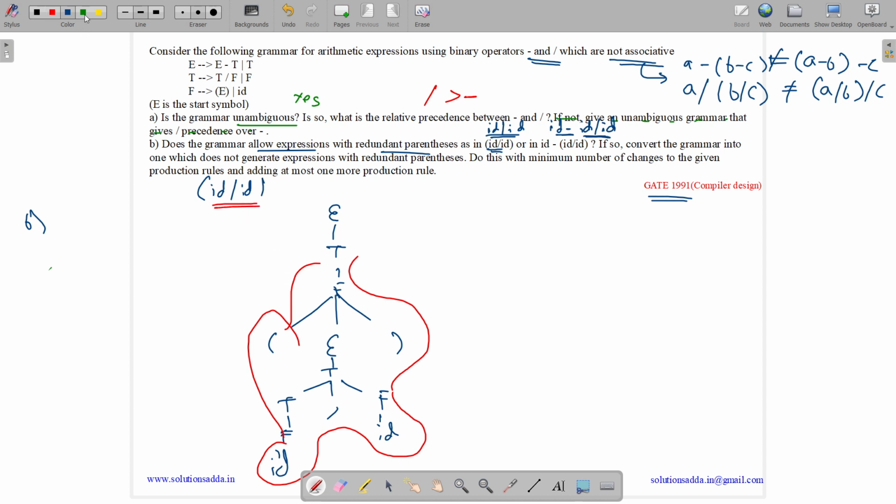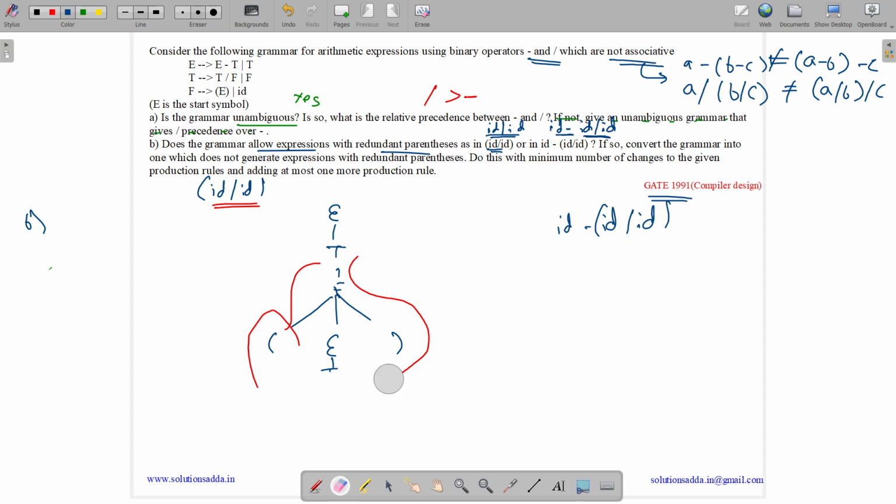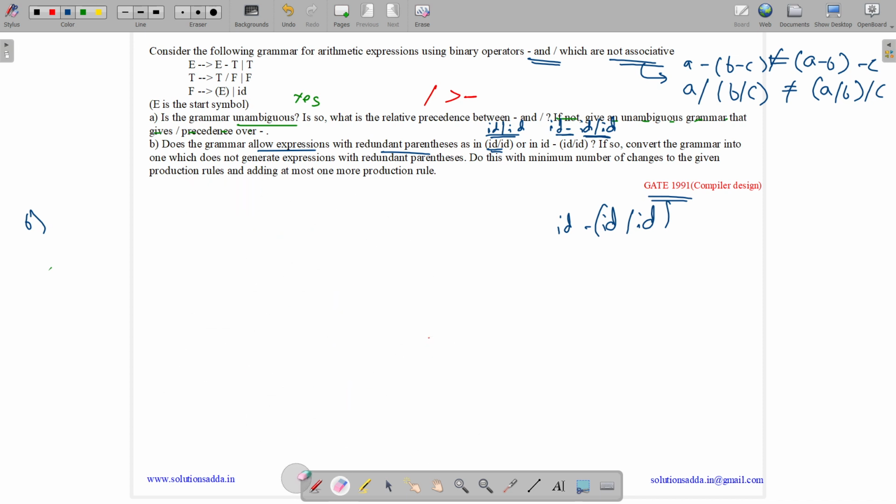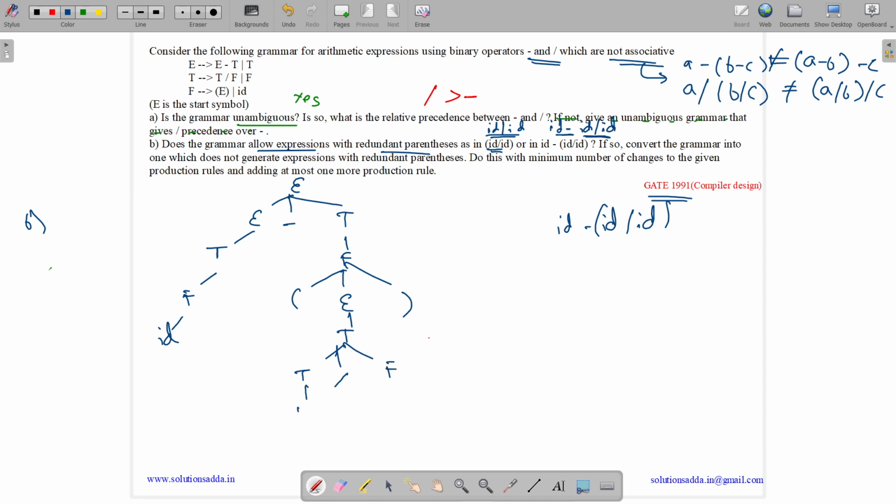Now let us see whether it can generate the second one, id minus id divides id. For this, let me try to draw the parse tree. The parse tree for this will be something like this. E implies E minus T. Then we can do E implies T implies F, and F implies id. For this T, we can do T implies F implies open and closed parenthesis E. Then we can do E implies T implies T divide F. Then T implies F implies id, F implies id.